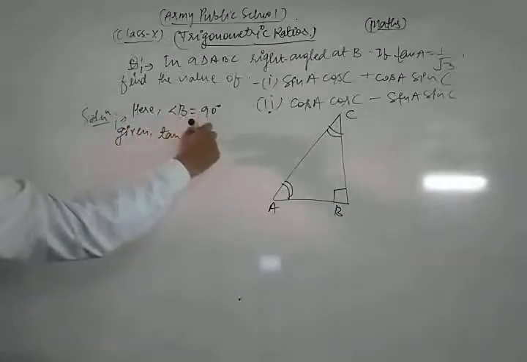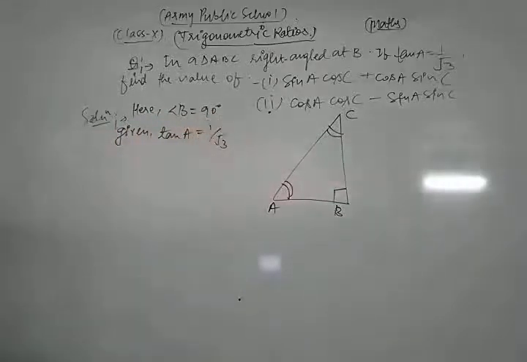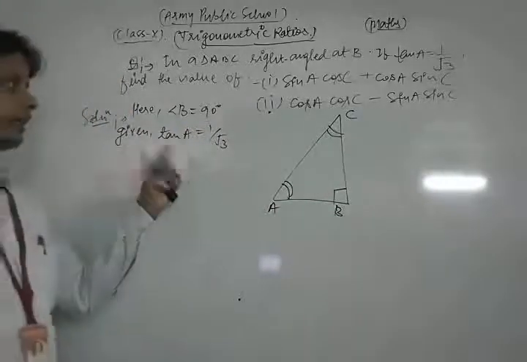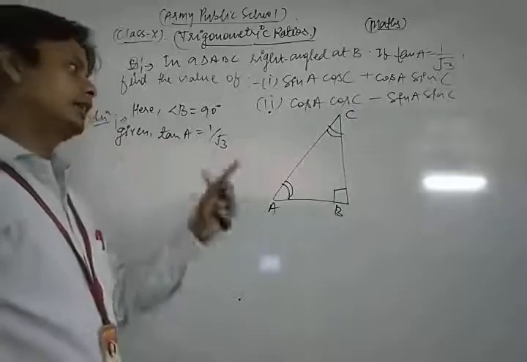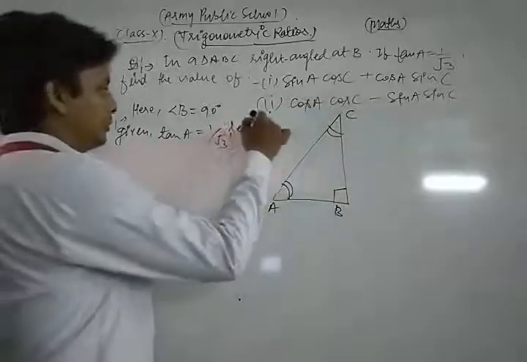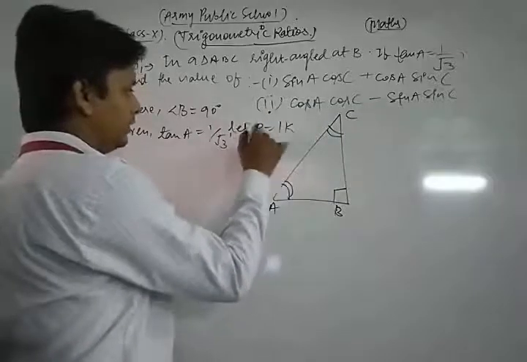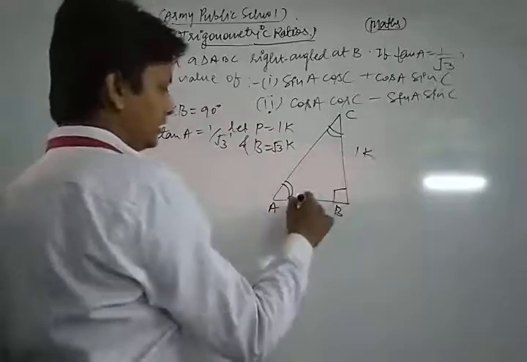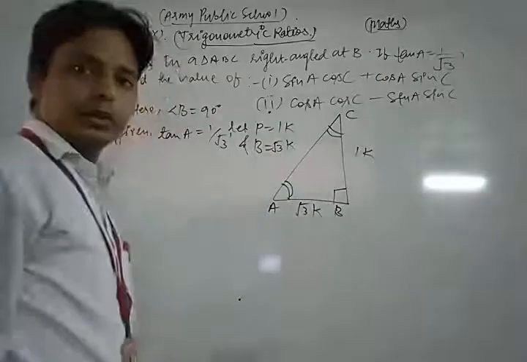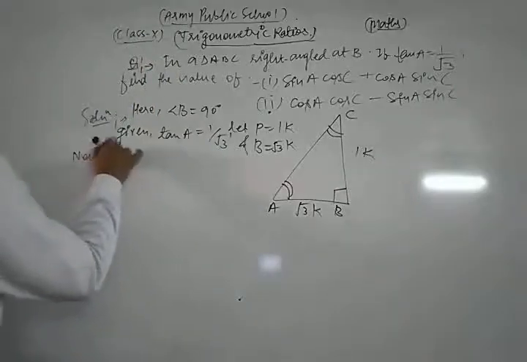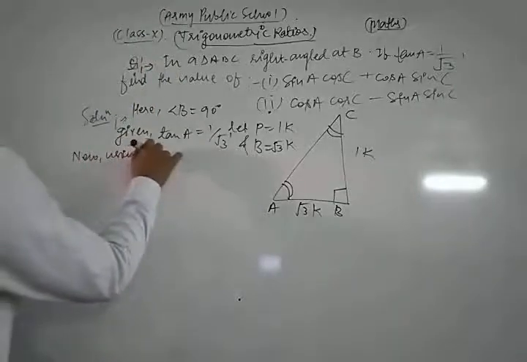tan of angle A is equal to 1 upon under root 3. You know that tan of angle A is perpendicular upon base. So here let the perpendicular be 1k and the base be under root 3k. So this is 1k and this is root 3k. Now using Pythagoras theorem for that triangle.